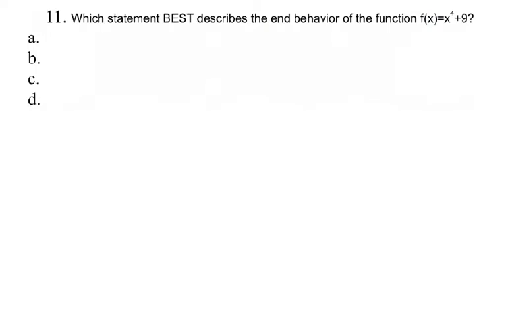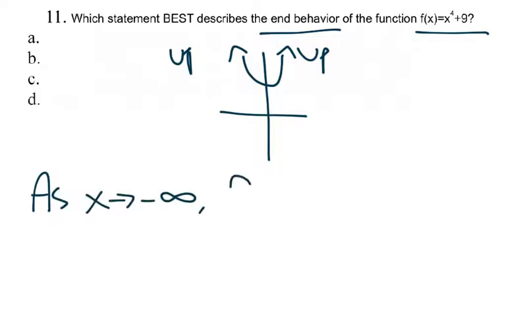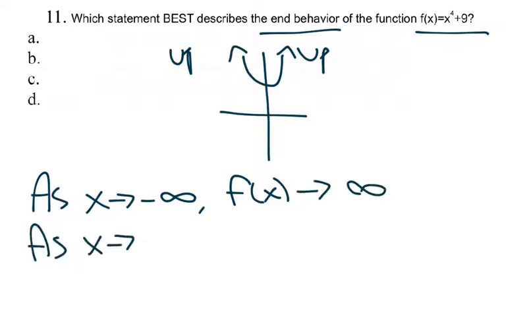Alright, same thing with this one. Talking about end behavior, talking about this function, go ahead and graph it and look at the ends. Which way are they going, up or down? Alright, so these ends are definitely going up and up. So as x approaches negative infinity, that means left side, f of x is going to positive infinity, it's going up. If we want to say right side, we say as x approaches positive infinity, f of x is going up, is positive infinity.